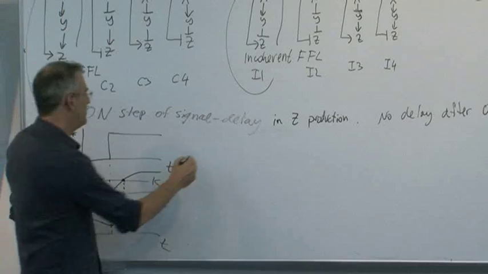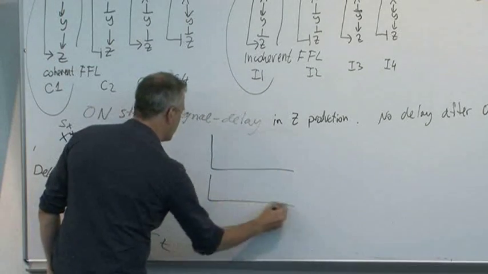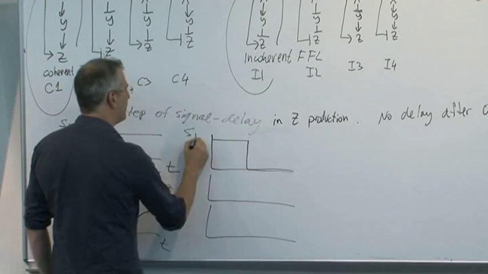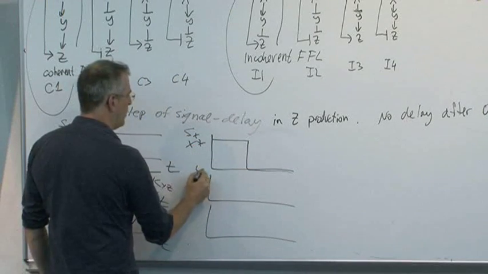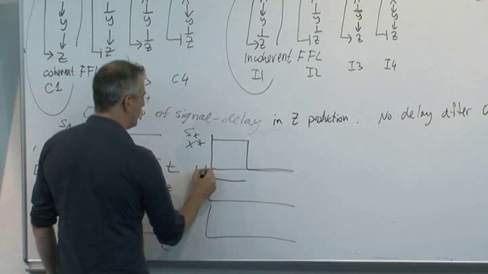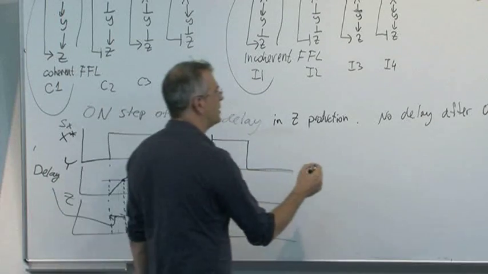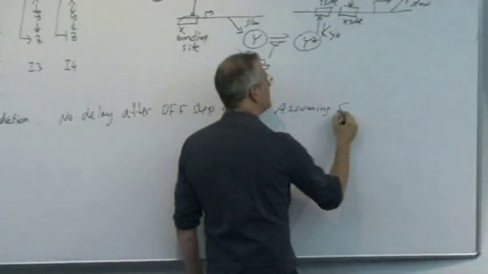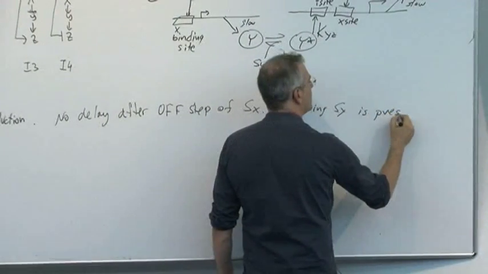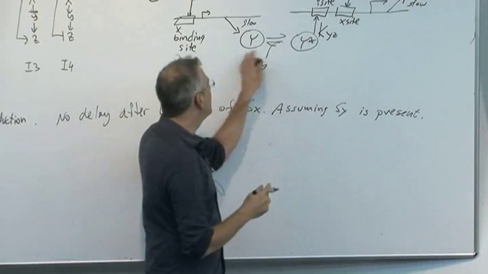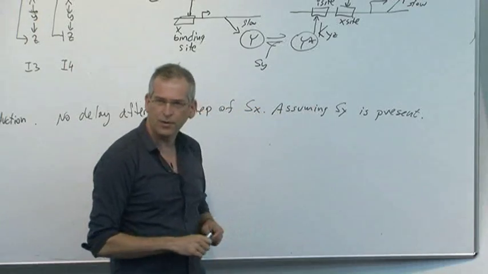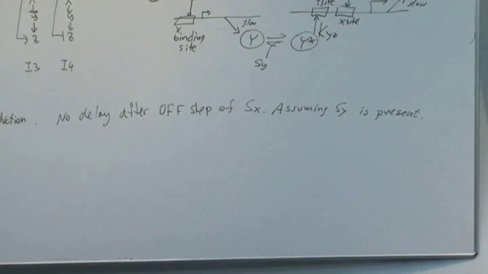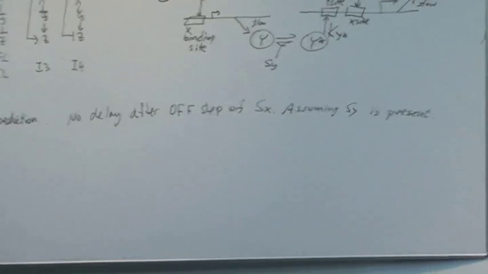What about the off step? I'm going to draw the 3 graphs for the off step. Signal is on and goes away. Y was high. By the way, I didn't say that, but I'm assuming that the other signal, SY, is present all the time. So all of Y is Y star. When it's made, it's active. Of course, you can analyze what happens when you have steps of SX, SY, but I'm not going to. You can do it now, but I'm not going to do it for you.